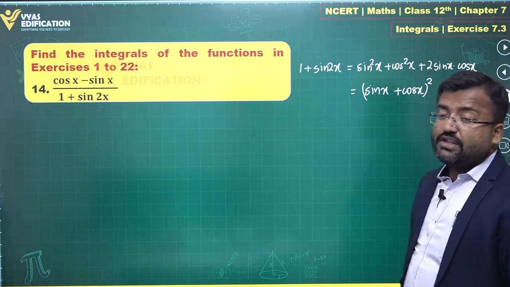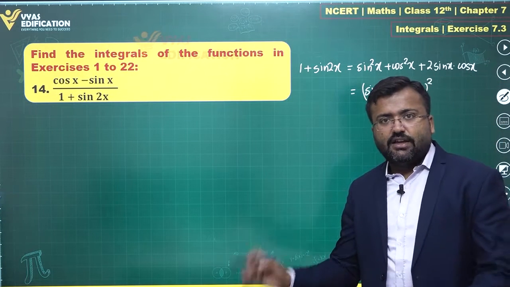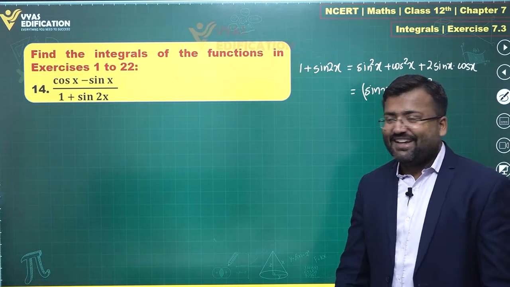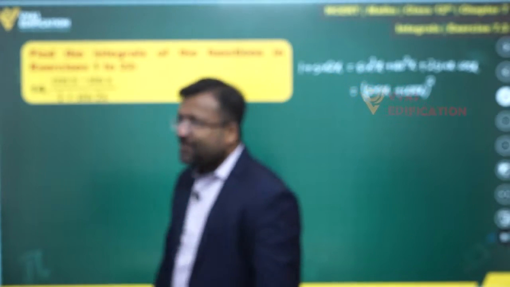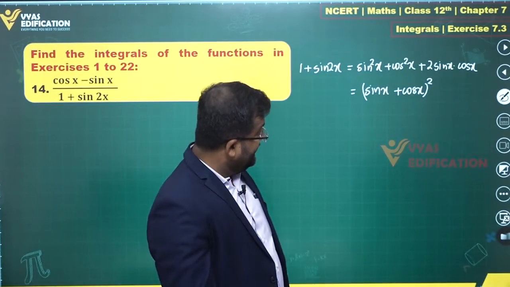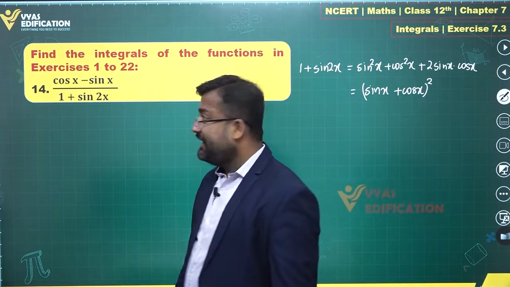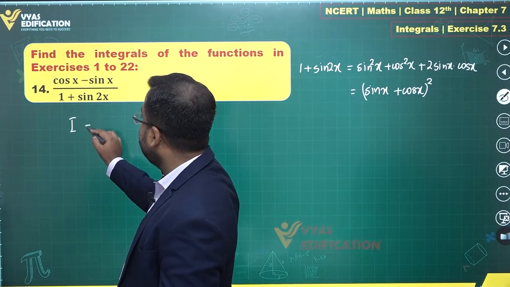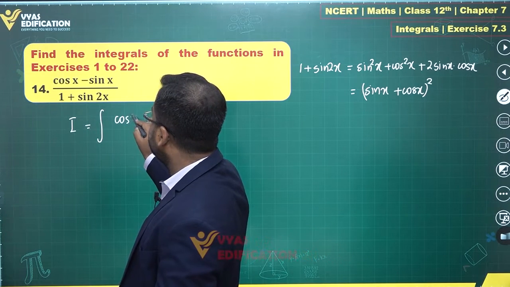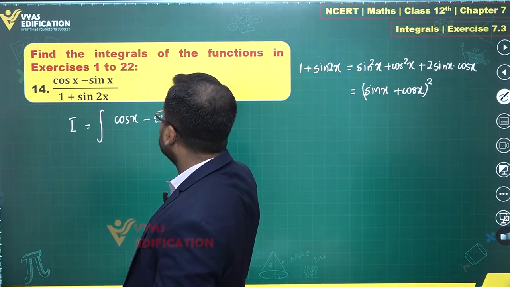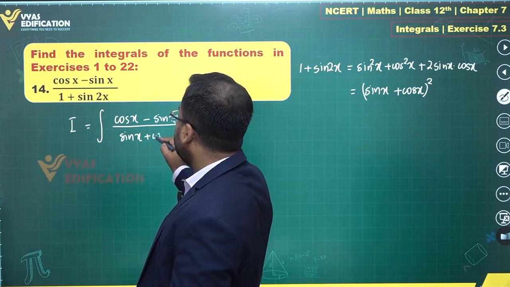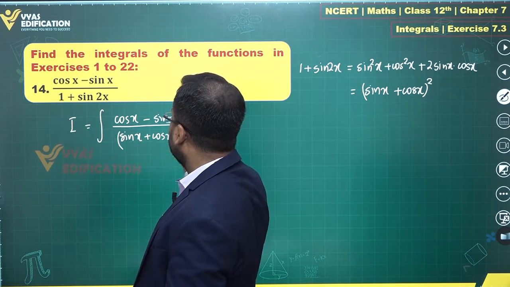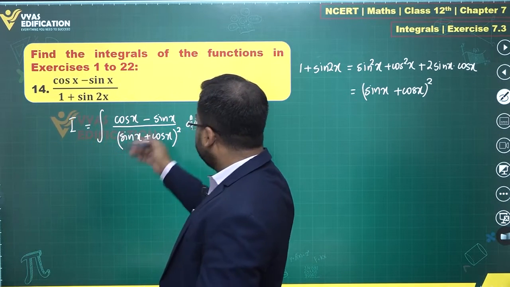Oh, why not as cos x plus sin x? Doesn't make a difference. We'll see, right? So cos x minus sin x upon this is what I have. Can I write it as this? Yes. Integral I will be equal to cos x minus sin x over cos x plus sin x whole square. How will this simplify anything?